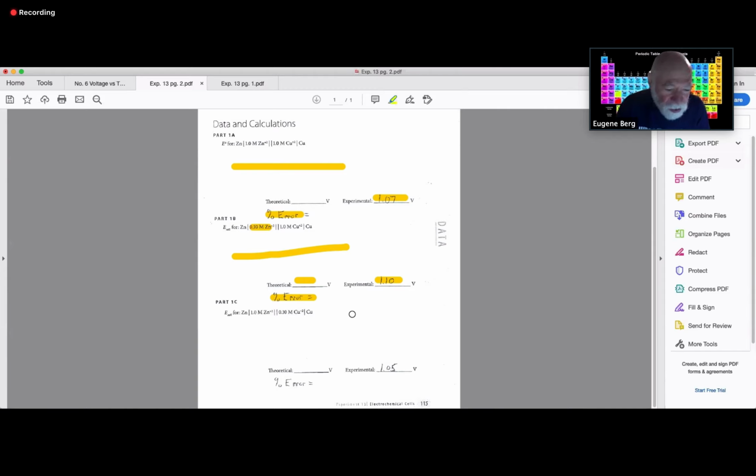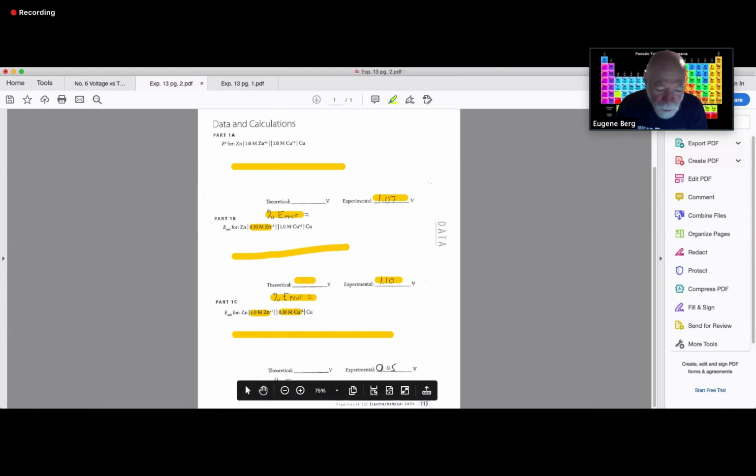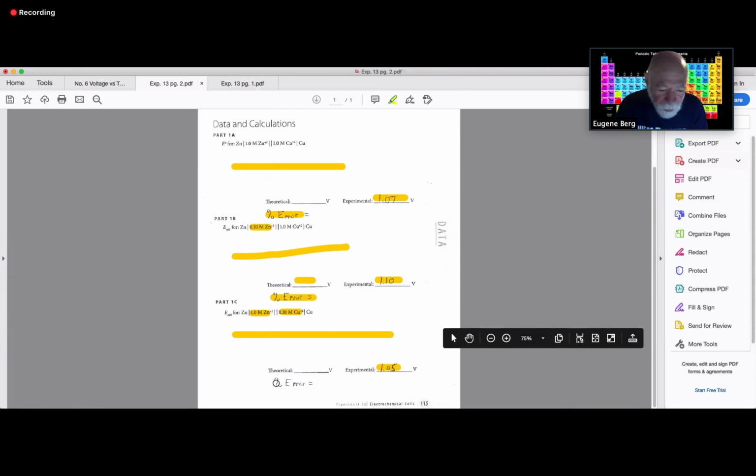Now look at part C. Now again, we've done some changing. We've made the zinc back to 1 molar, zinc ions 1 molar, but now the copper is 0.1 molar. So we want you to use the Nernst equation in this space here to calculate in theory what the new voltage should be. I've given you a typical voltage a student would get, 1.05 volts, and again, calculate a percent error. I would say the key thing this experiment is good for is to give you some practice in the Nernst equation itself.